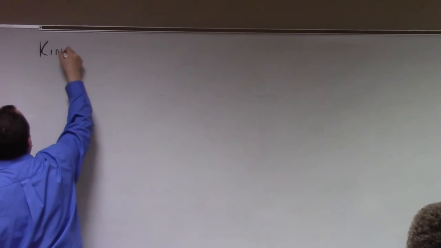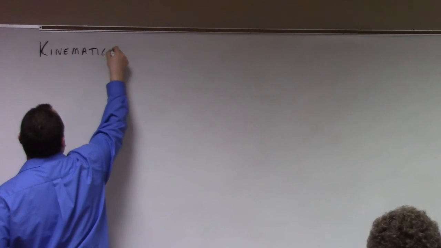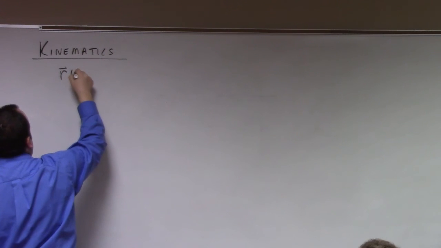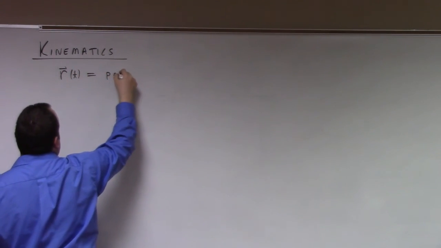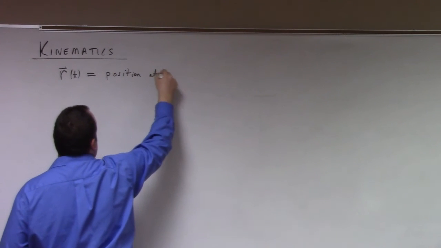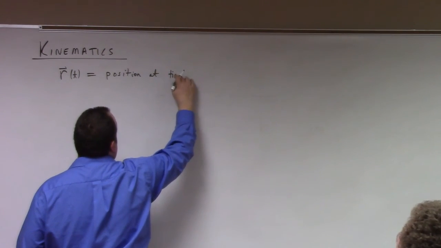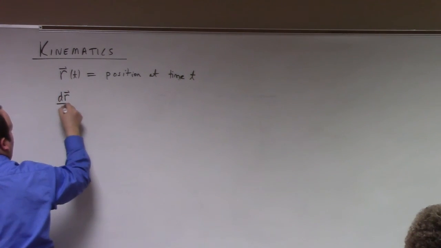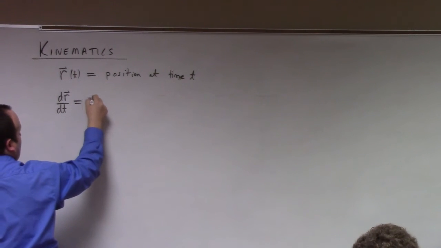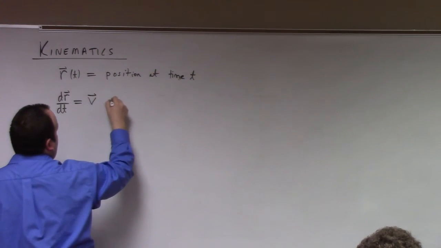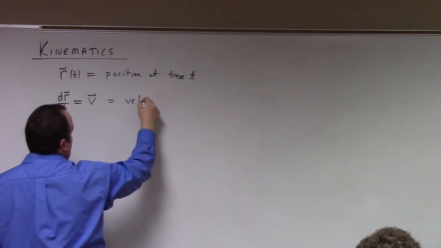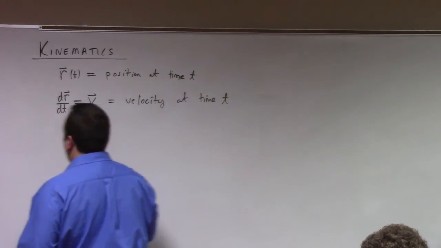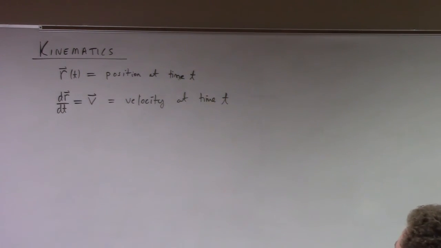Kinematics. r of t is position at time t. The derivative dr/dt, we have another notation for. It's also known as v at time t, or just v. This is the velocity at time t. So the derivative of the position is the velocity.